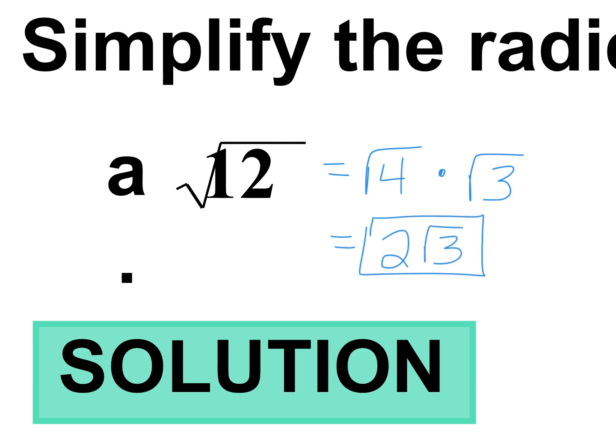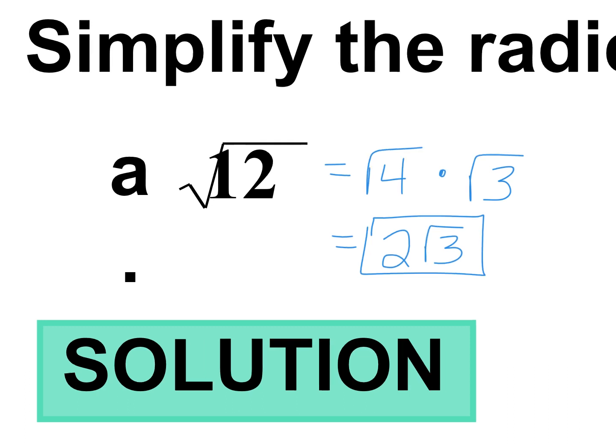That's my answer: 2 square root of 3. So when you're breaking them apart, you're finding a perfect square, and then you get what that perfect square is, and then you have your leftovers attached at the end. Neat. Okay? Let's look at B.